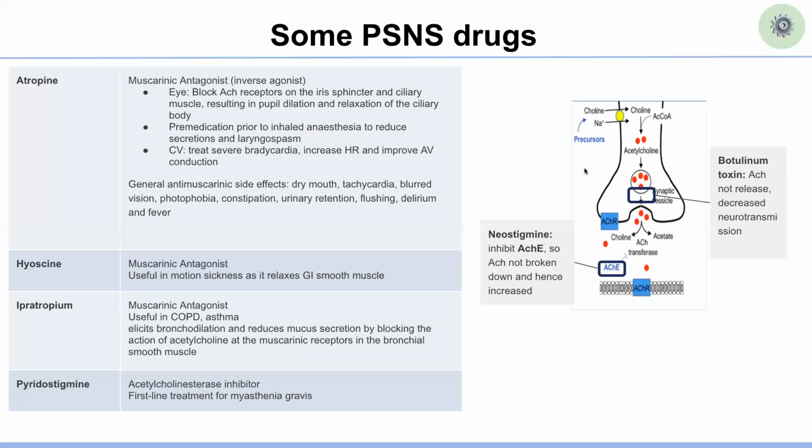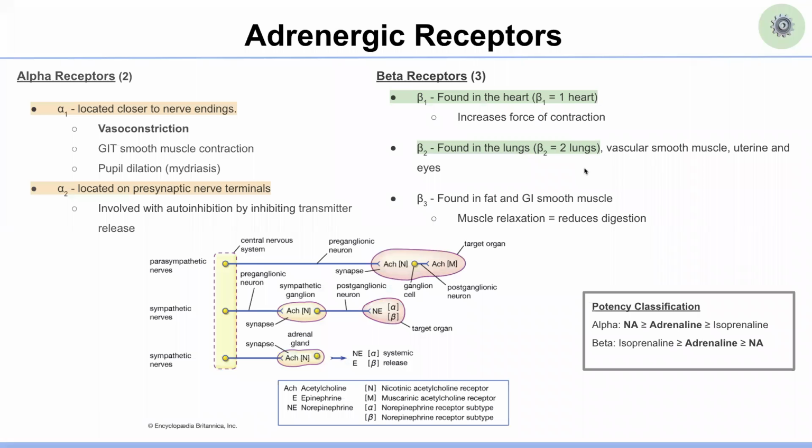So it's useful for conditions like myasthenia gravis, where there is impaired neurotransmission. You probably don't need to know all of these in detail yet, but this is just to give you examples. Moving on to talk about adrenergic receptors. This is the sympathetic nervous system, so your fight and flight system, where postsynaptic sympathetic nerves use noradrenaline to act on alpha or beta receptors.